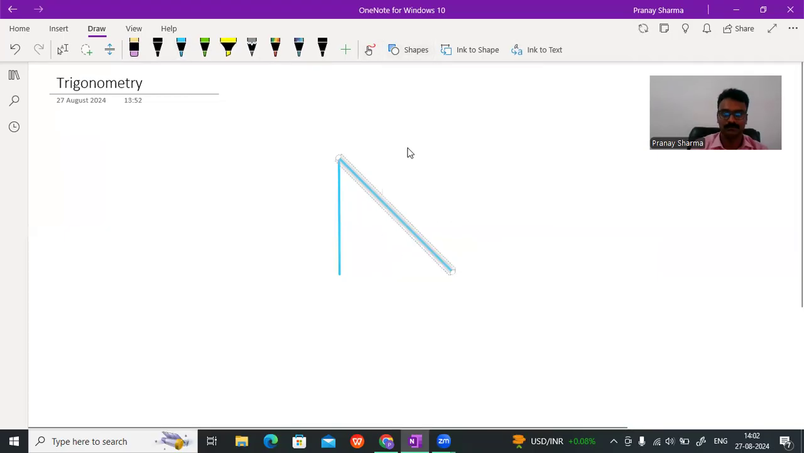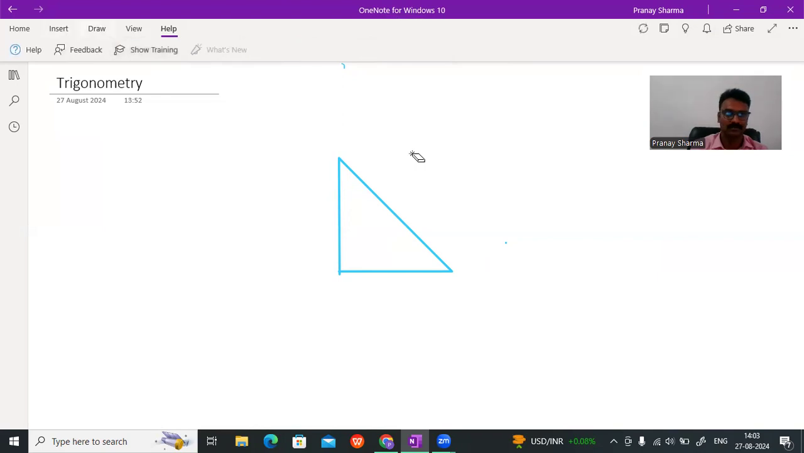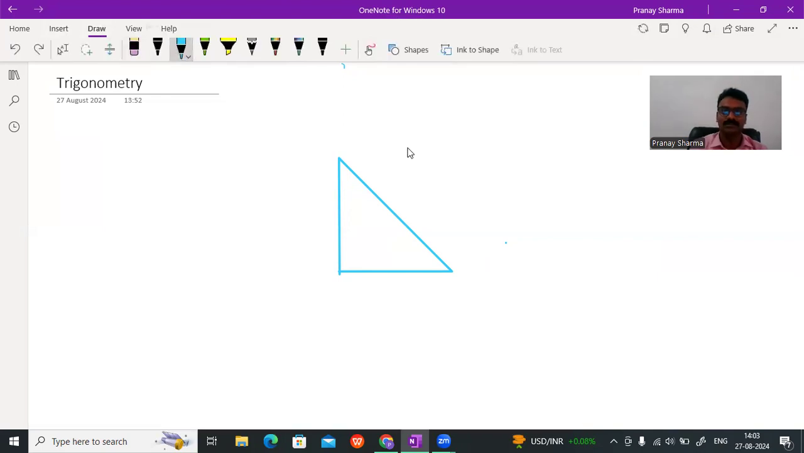Sometimes we need to have a few drawings, and because of this it may take some time because I'm not that good. Okay, so if I erase this, the entire shape will be gone. Okay, fine. So we'll keep this intact.